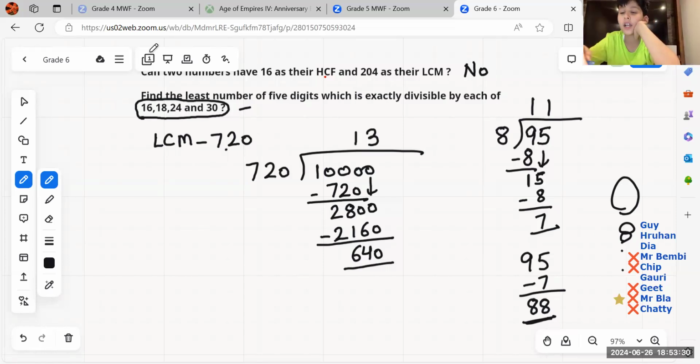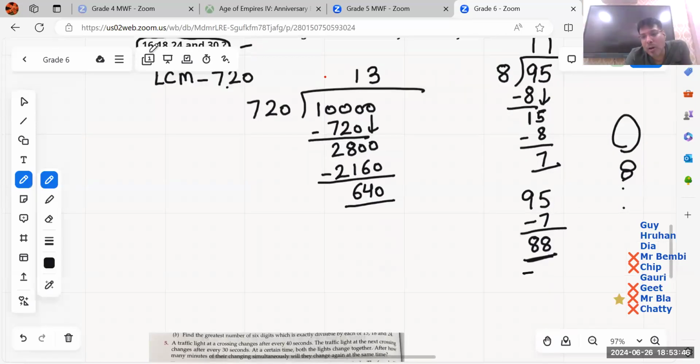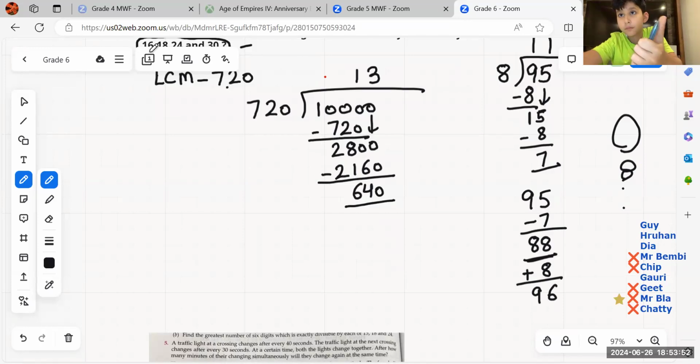So you said that 95 minus 7 is a past multiple, right? Yes, before 95 it's a multiple, so now we need the next multiple. Which will it be? When I do plus 8, I will get 96. Correct? Has everyone understood this? Yes.